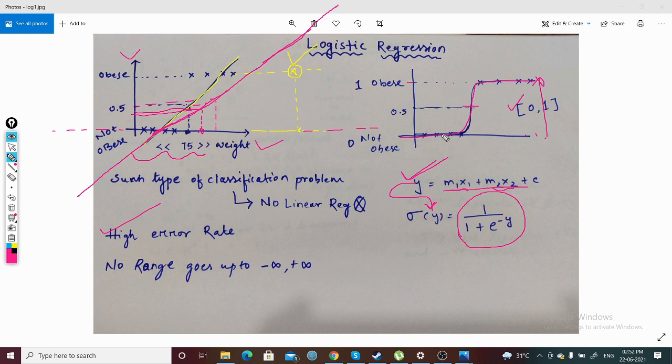So it is easy to find our probability. Whatever outliers come, as it has a maximum value of 1, it doesn't impact our predicted probabilities and predicted lines, right? So this is how it helps us in logistic regression.